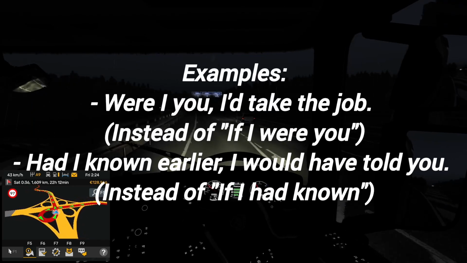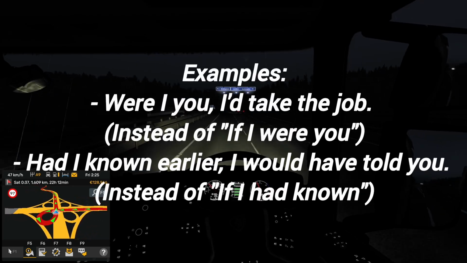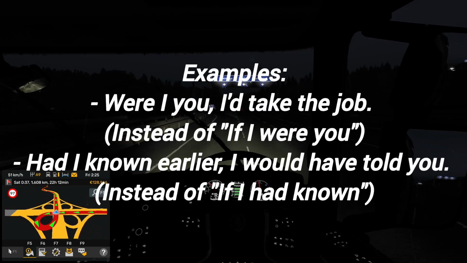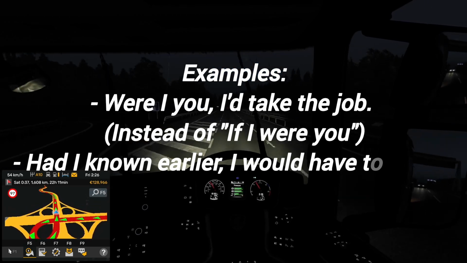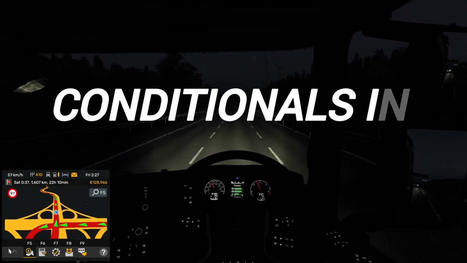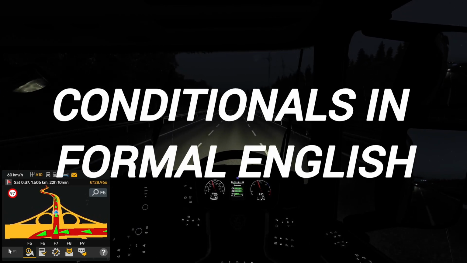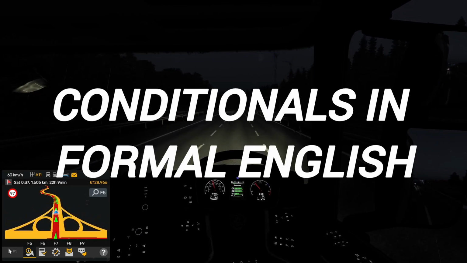Examples. Were I you, I'd take the job. Instead of if I were you. Had I known earlier, I would have told you. Instead of if I had known. These forms are more common in formal or literary English, but you might hear them in everyday speech too.